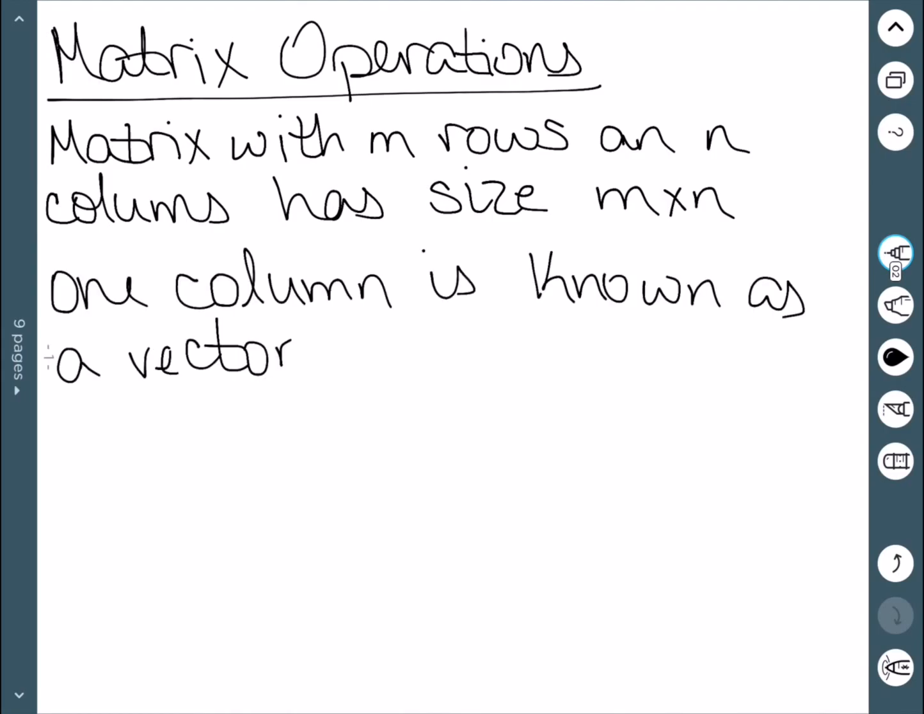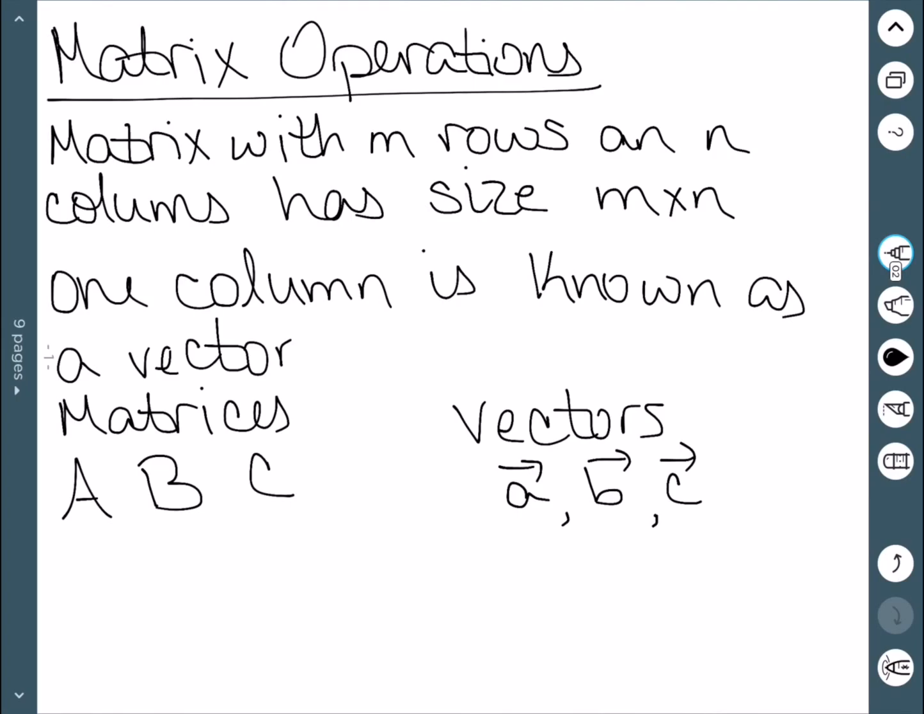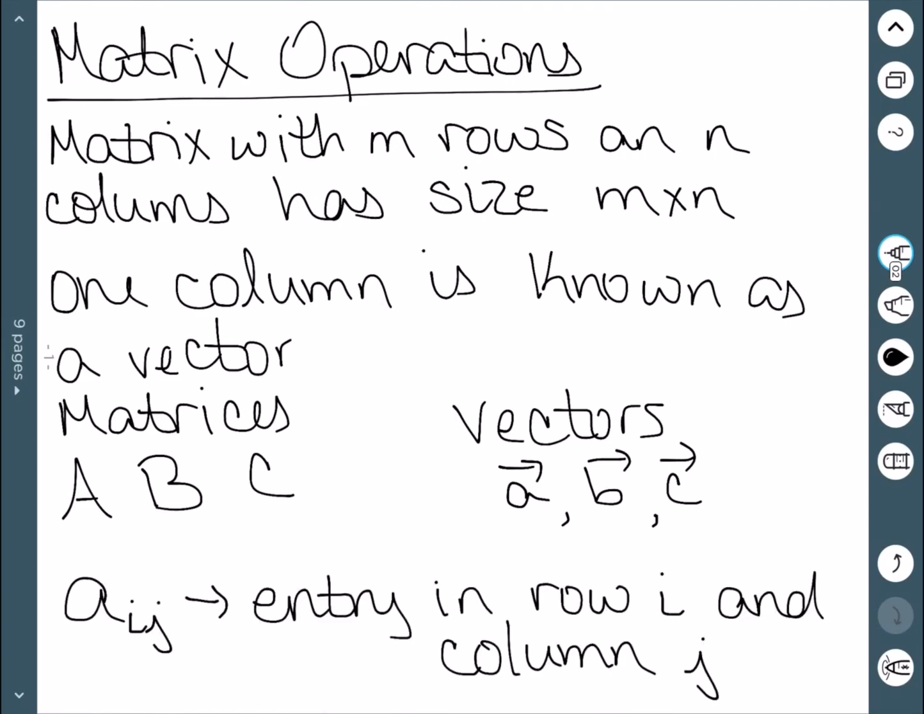A matrix with a single column is known as a vector. And we usually use capital letters to denote matrices, and these letters with a little arrow over them to denote vectors. You can also see them as boldface type whenever you are typing them. However, we're not typing here, so we use these arrows to indicate that they are vectors. And finally, a sub ij denotes the entry in matrix A that's in row i and column j. Just like with the size, we do the row first and then the column.